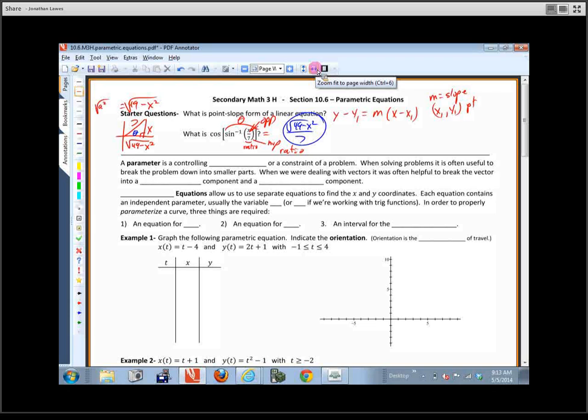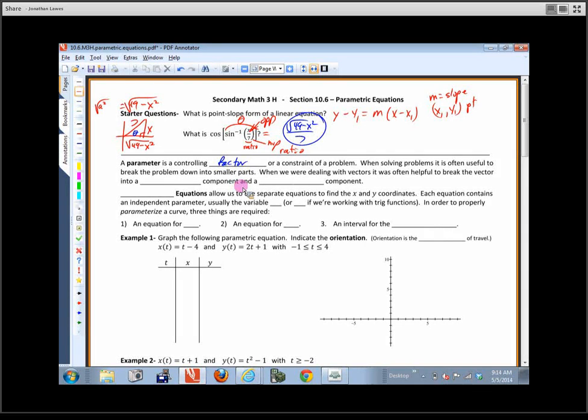You'll see those again. So let's talk about what a parameter is. Okay, a parameter is a controlling factor or a constraint of a problem. So if you've got to solve it within these parameters, you've got to solve it inside there. They control what's going on. So when solving a problem, it's often useful to break a problem down into smaller parts. We've learned that a lot. Kind of compartmentalize. If I can find the answer to this piece and the answer to this piece, then I can maybe put those together and solve the entire problem.